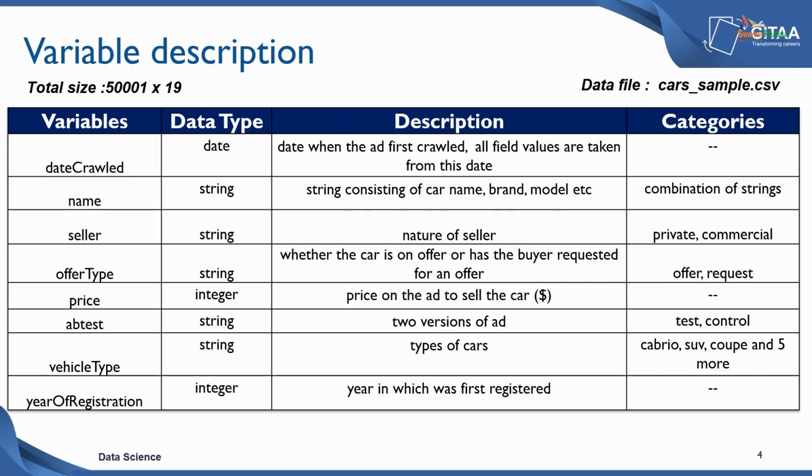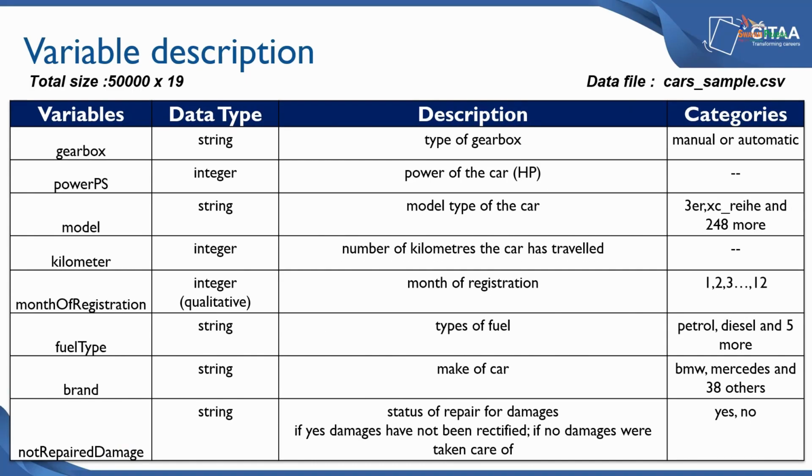Now year of registration is an integer which tells you the year in which the car was first registered. Gearbox, a string, and it tells you the type of gearbox. There are two types of gearbox in this data. One is manual and the other is automatic. Power PS is an integer. It tells you the power of the car in horsepower. Model tells you the model type of the car. It's a string. The variable kilometer is an integer. It tells you the number of kilometers the car has traveled.